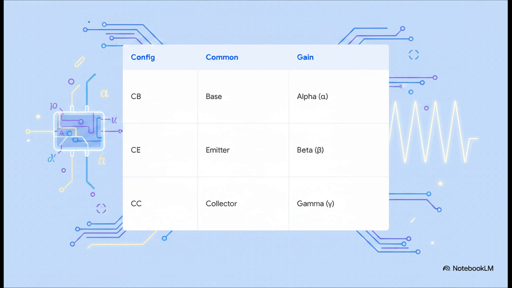Now, the current gain here is actually less than 1, but it completely makes up for it by delivering a really high voltage gain. Second is common emitter, with a gain we call beta. This one is incredibly popular. It's the most widely used configuration out there because it offers this fantastic balance of voltage and current gain, making it a truly incredible all-around amplifier. And finally, common collector, representing a gain of gamma, which is very often used as an emitter follower or buffer.